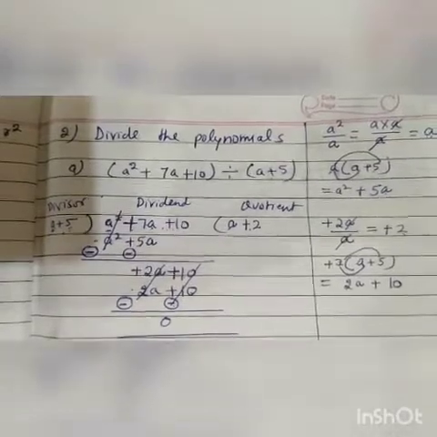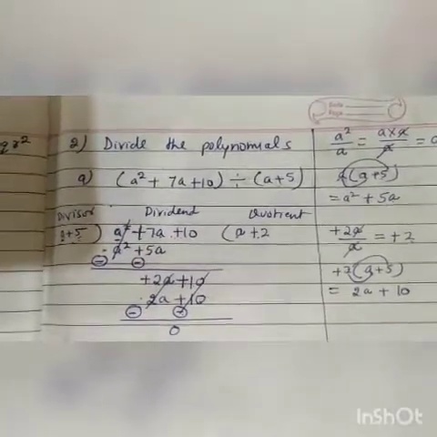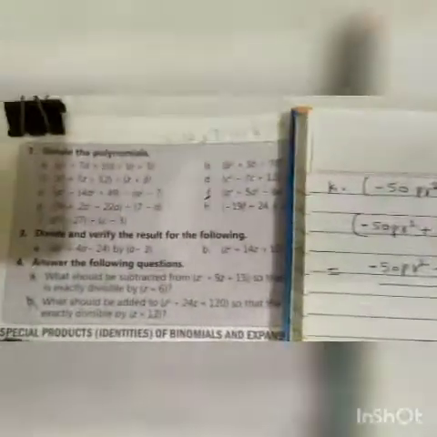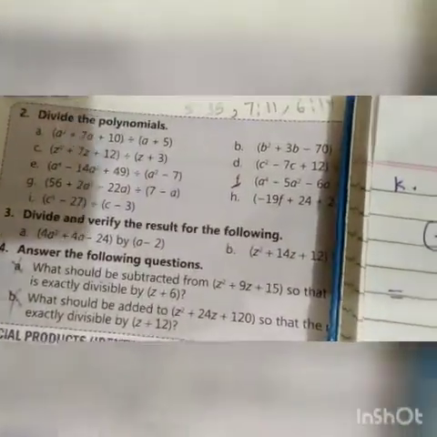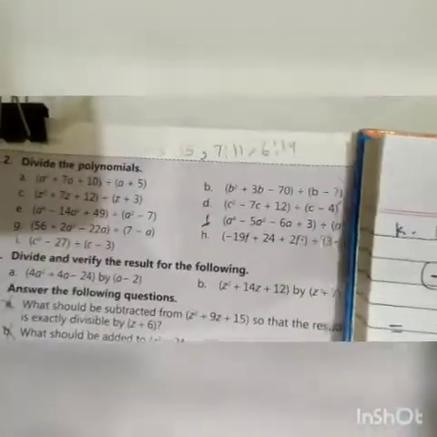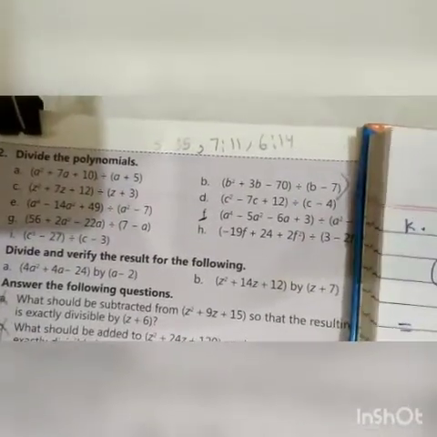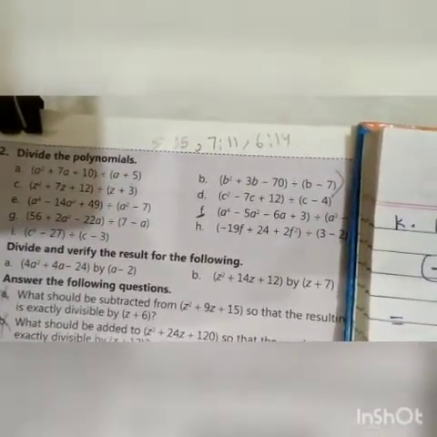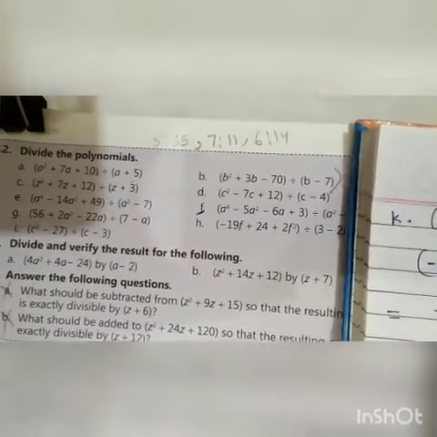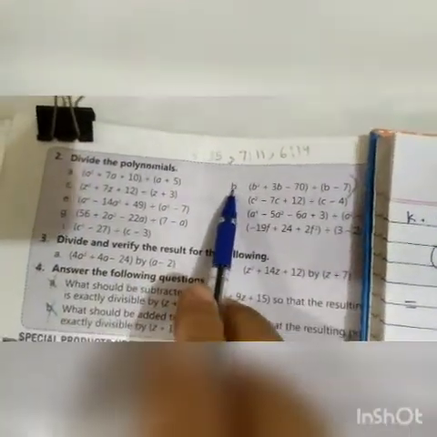Students, in the previous class, I started question number 2 of exercise 5C, in which I explained how we can divide a polynomial by another polynomial, and I explained its two parts, 2a and 2b. Today we will continue the same question starting from 2c. Let us start.